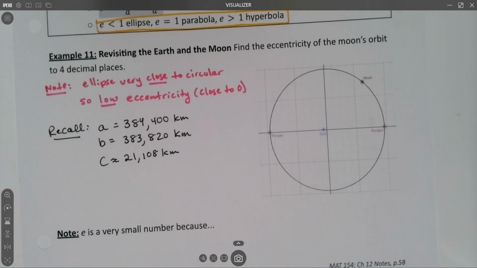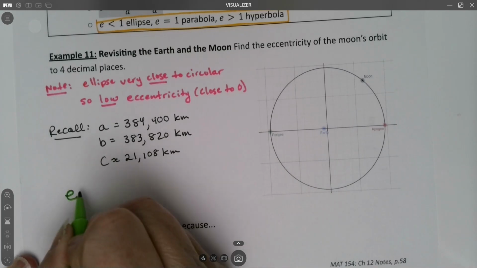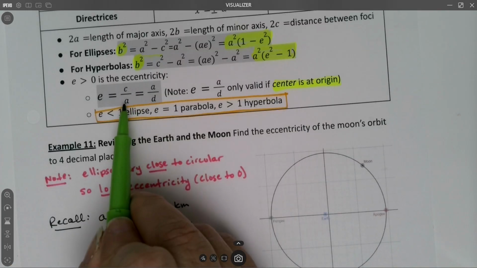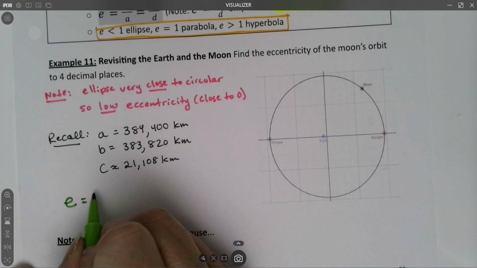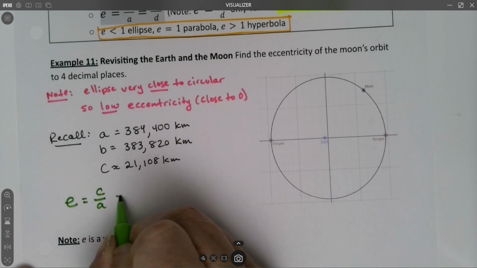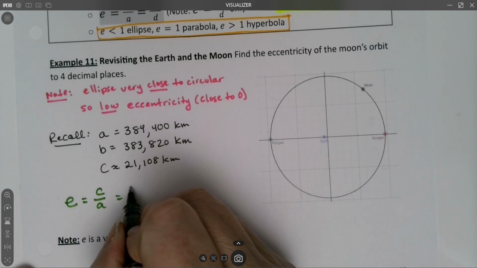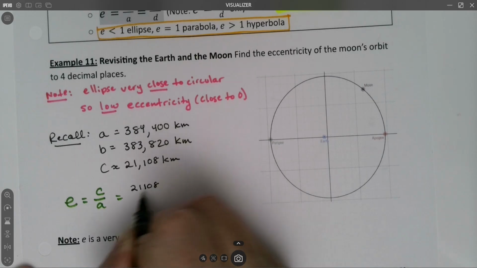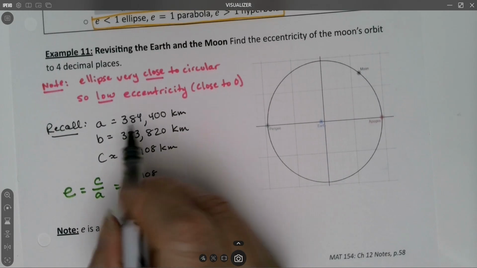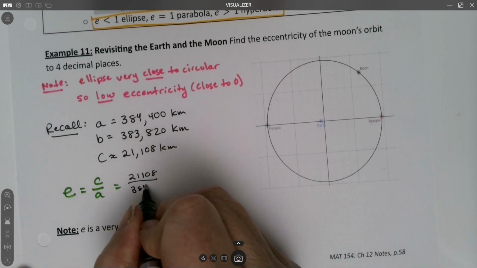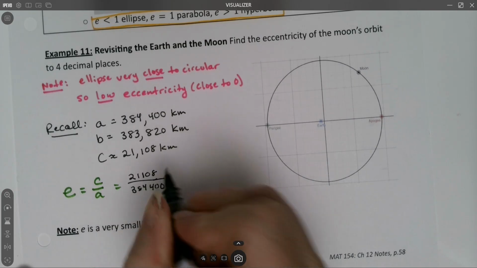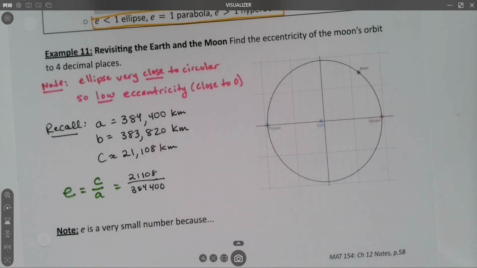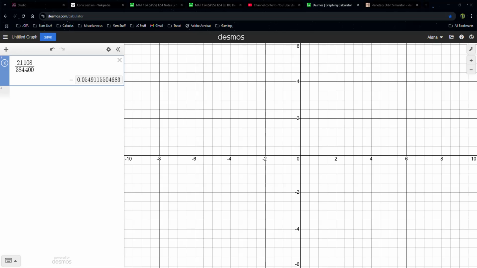Okay, so what is our eccentricity? The eccentricity is equal to C divided by A, which would be 21,108 divided by 384,400. So let me grab Desmos. And there we can see we have an eccentricity of 0.0549.